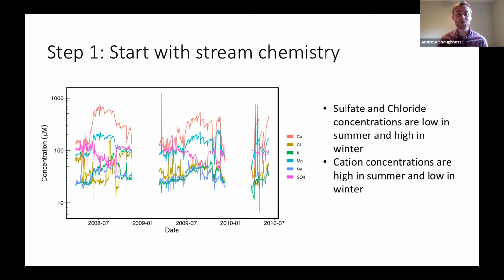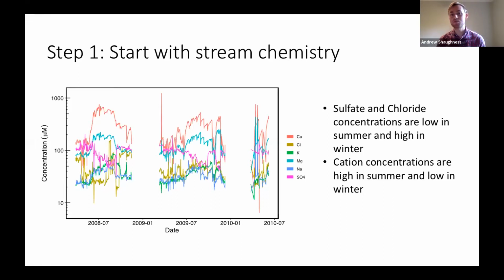But what we do is we start with this time series of chemistry. So what we see here is time on the X and concentration on the Y. The colors are different chemical constituents that we're going to use in this model. So they're going to be calcium, chloride, potassium, magnesium, sodium, and sulfate. That's going to be all of the species we're going to use in our model. And we start with this time series. And just to a first order, what we can see is that the major cations are all highest in concentration in the dry season, lowest in concentration in the wet season.